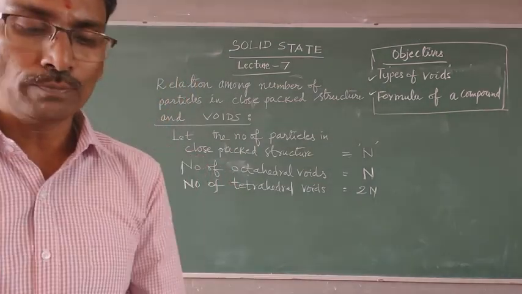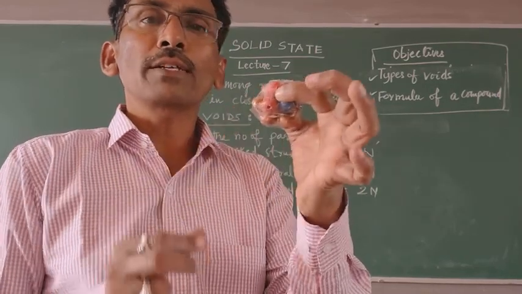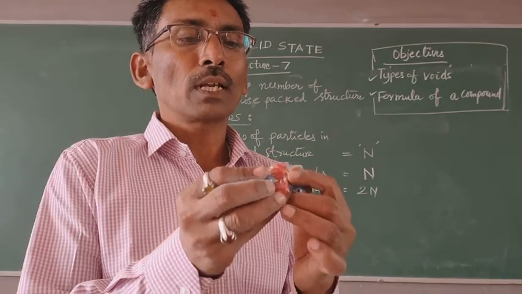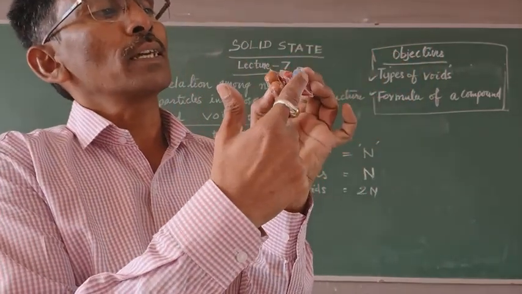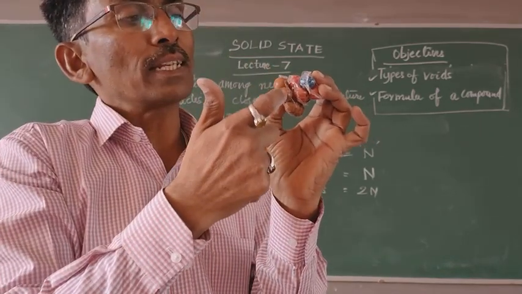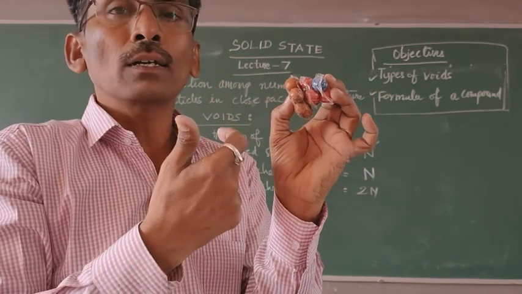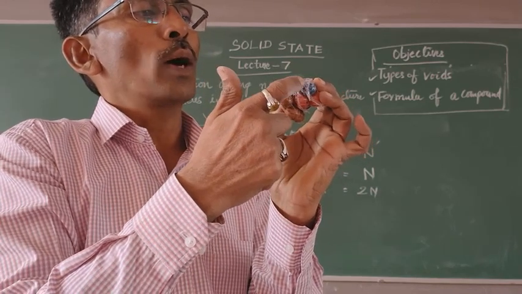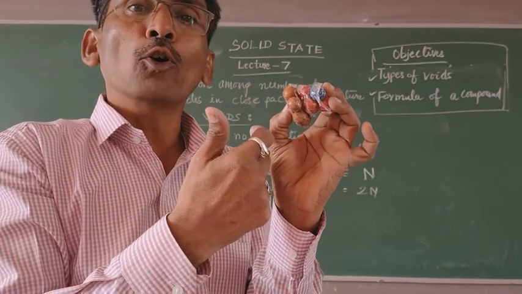Once again, I would like to show. Yes. If it is first layer, it is second layer. Now a tetrahedral void is resulted. And next one is like this. What is resulted? Between first and second layer, octahedral void. Between second and third layer, tetrahedral void. Between third and fourth layer, octahedral; second and third, tetrahedral, and third and fourth again tetrahedral.